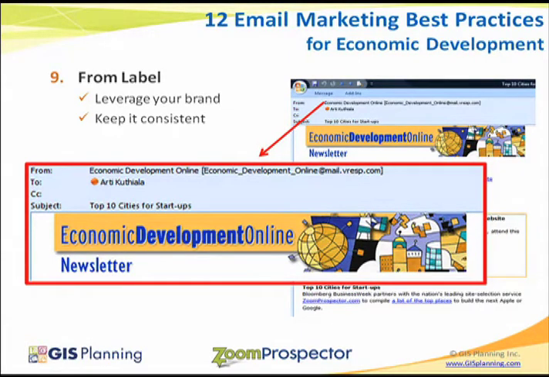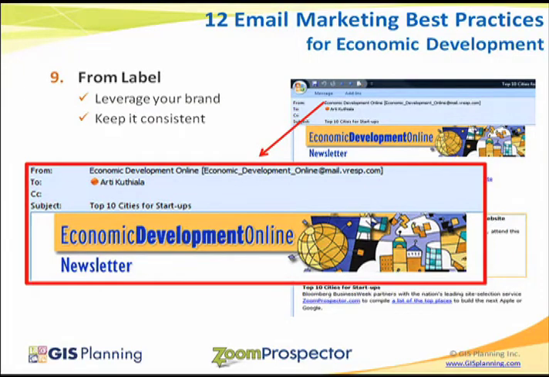The other advantage is that by putting the name of your organization in the from label, you can also maximize the space in the subject line, because then you don't have to say who that email is from in the subject line. But the important thing is to keep it consistent so that people are not surprised or confused by who this email is coming from.